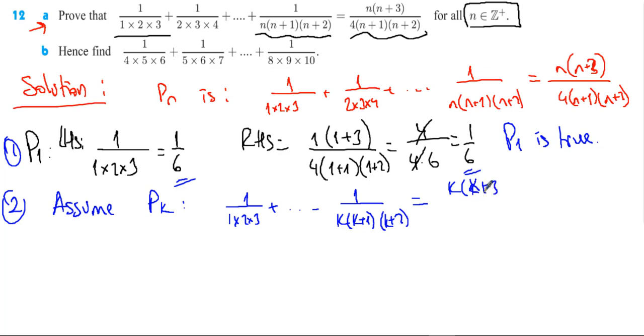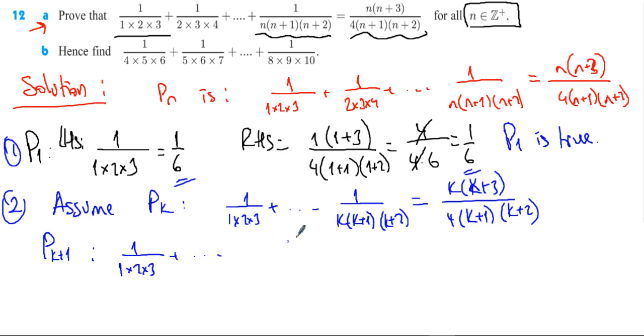K plus 3, 4, k plus 1, I chose a very long question. K plus 2, so it's how you do. You make the assumption, then you are going to show what happens to p sub k plus 1. So what is it actually? 1 times 2 plus till k plus 1, k plus 2. Then I include the k step here. After this k, I include the cases.